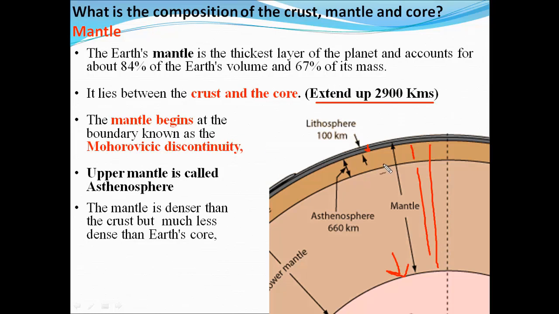Mantle begins at the boundary called the Mohorovicic discontinuity. It is a layer between the crust and the mantle. Just below the crust, between the crust and the mantle, there is a plastic layer called the asthenosphere. All the continents rest on this layer. The mantle is denser than the crust and is much less dense than the earth's core. Primarily, mantle is made up of magnesium. It is more dense than the aluminium present in the earth's crust.